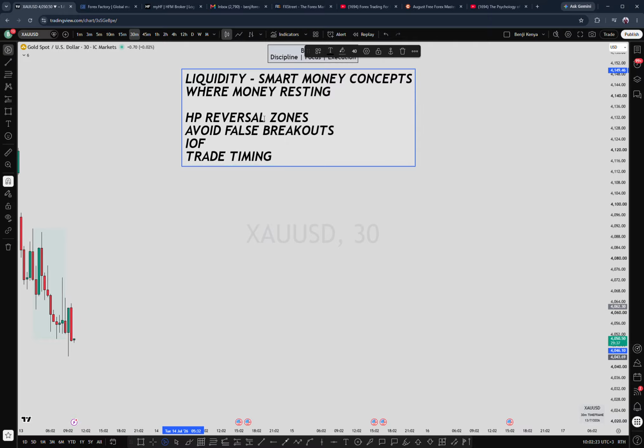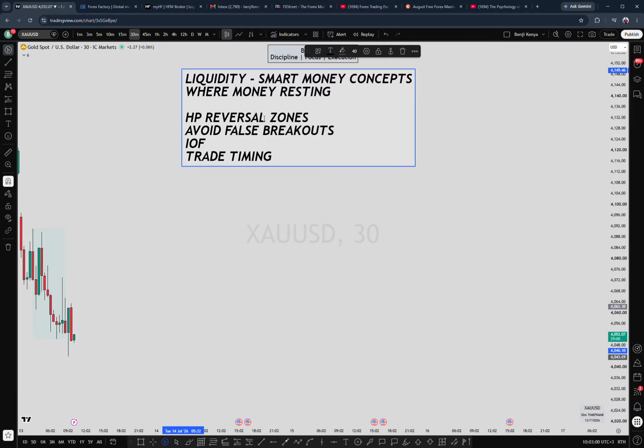Very important. Once you understand these key things, then you are good to go. Liquidity is going to assist you in trade timing, especially how to time your trades so that you don't get caught by entering early. Another thing is institutional order flow, avoiding false breakouts, and also high probability reversal zones. So where does liquidity form?